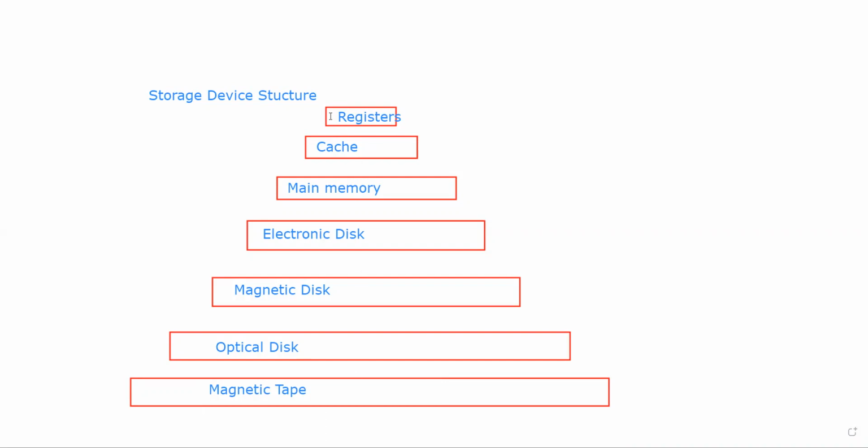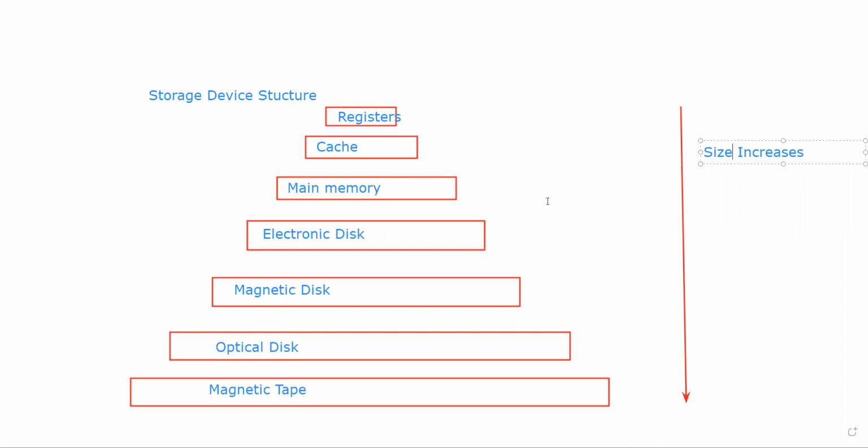You can see the size is increasing. Okay, size is increasing from top to bottom. And the other way around, the size is decreasing. That means from bottom to top the size is decreasing.